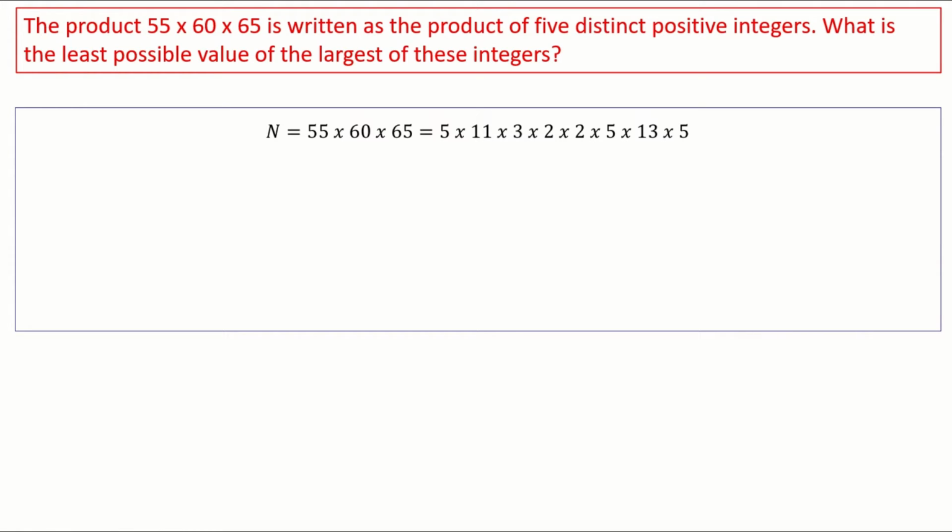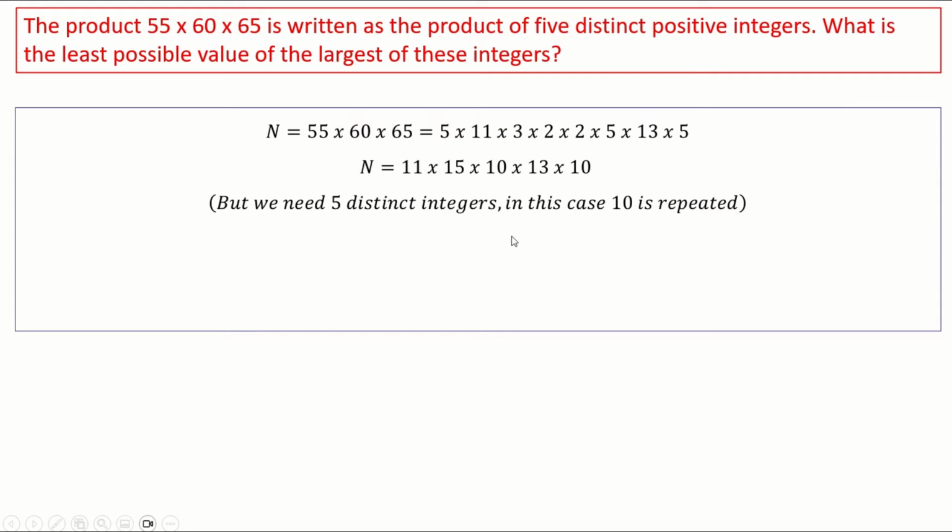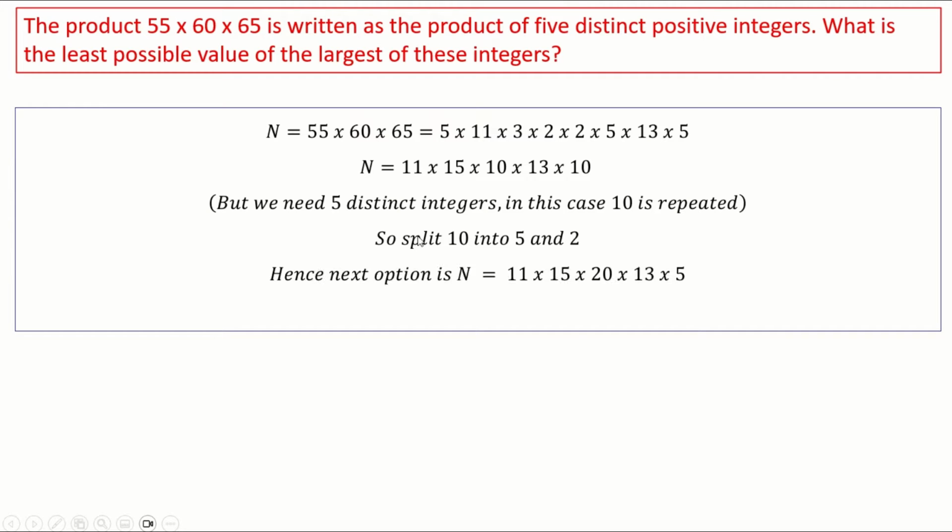Remaining all are unique. So try to distribute them to the least values. This is one value you will get, but 10 and 10 repeat, so they are not distinct. 5 distinct integers is what they asked, so it's not the one. So you adjust these two 5s, and you will get 11 into 15 into 20 into 13 into 5. Which means 20 is the maximum value, and this is the least possible maximum value. I think this is easy. Next.